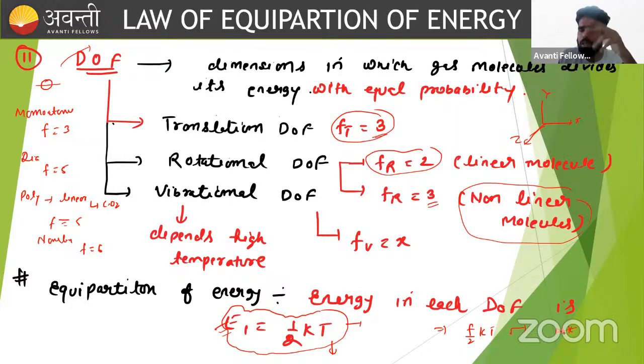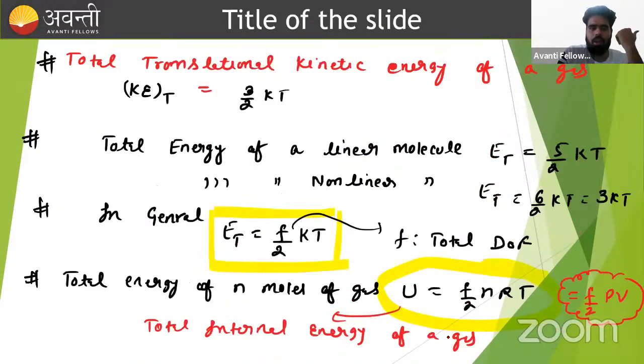Yeah, we can say suppose we have 1 mole of gas. Then what is the formula? For 1 mole of gas, this formula will become F by 2 times the number in 1 mole, that is the Avogadro number, into kT. And we can say this term is known as the universal gas constant. For 1 mole of gas, this formula will become F by 2 RT. And in general, for n moles of gas, this is the formula n F by 2 RT.